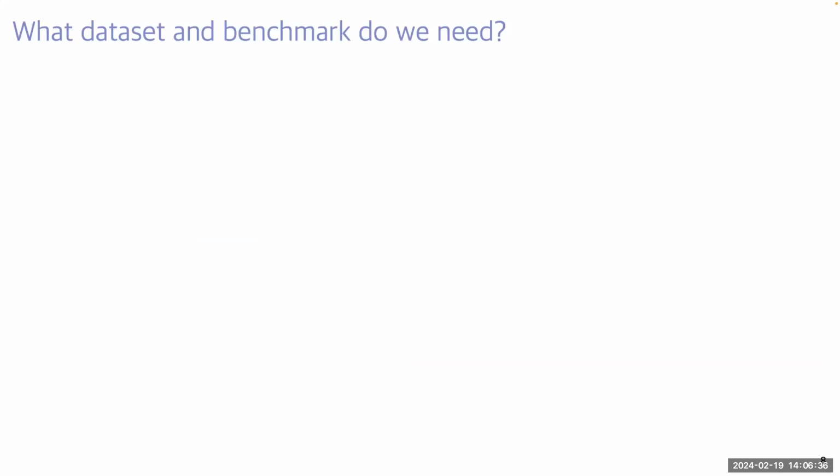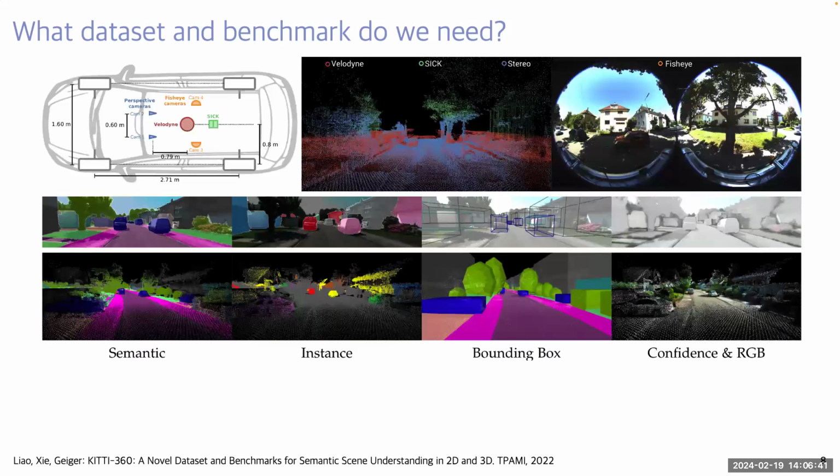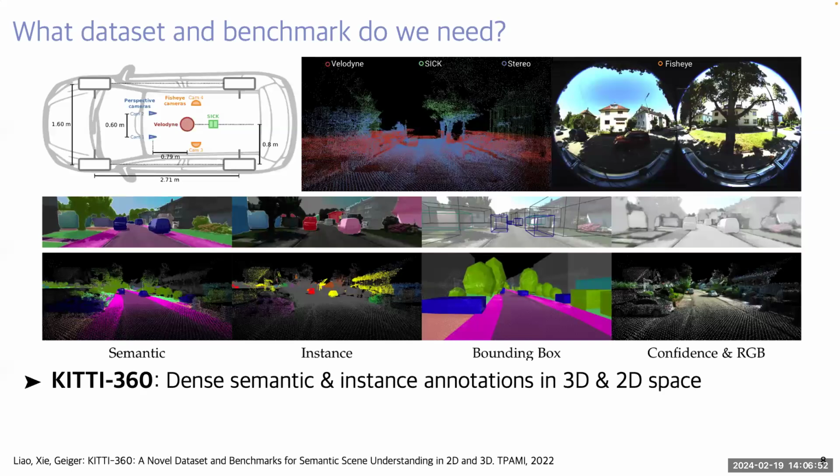And firstly, let's begin with the question: what dataset and benchmark do we need? We believe that the KITTI-360 dataset is a very good one for this purpose, since we want to build an autonomous driving simulator from the real world. The reason is that we have dense semantic and instance annotations in both 2D and 3D space.